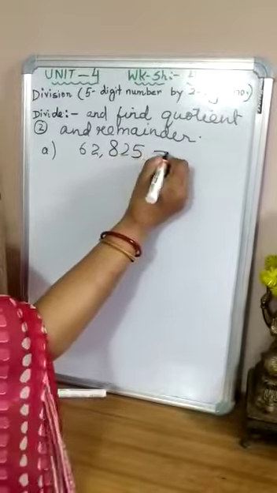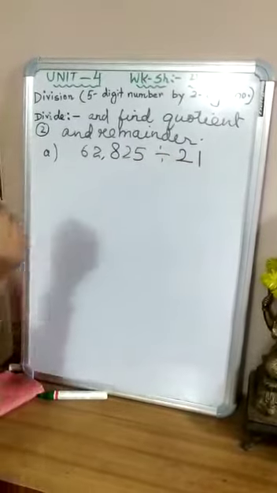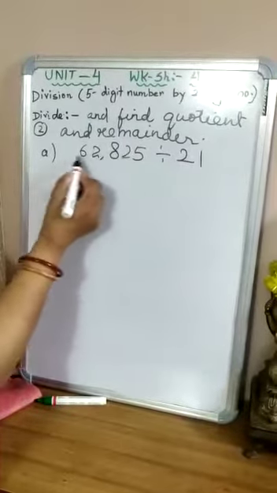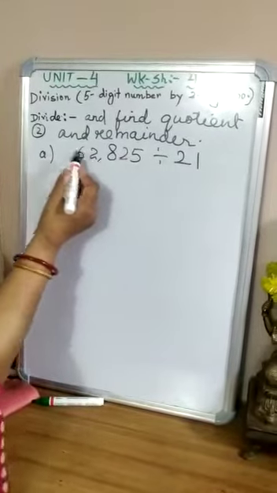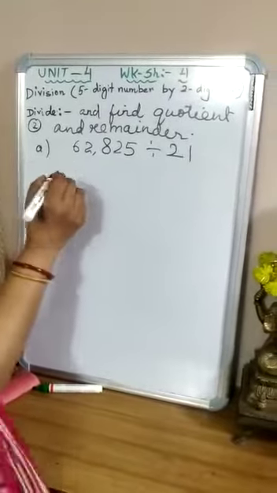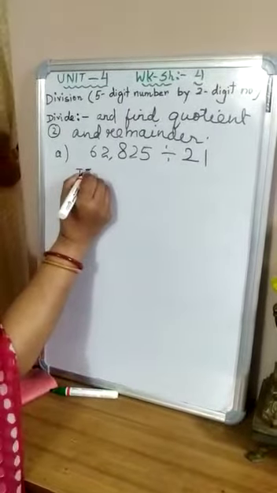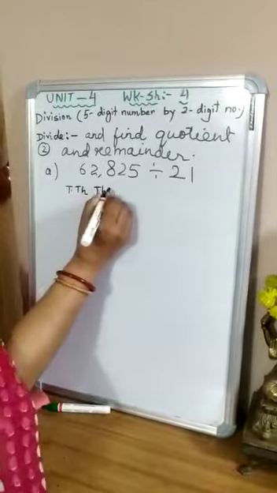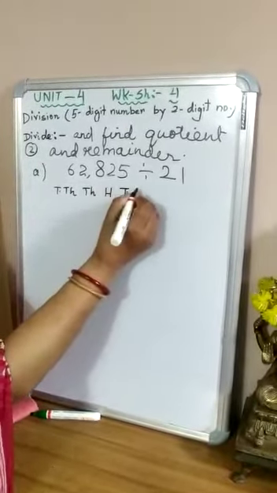62,825 divided by 21. Correct? So how many digits are there? 5 digits: 1, 2, 3, 4, 5. So there will be 5 place values. So I will start from the 5th place value: 10,000, then thousands, then hundreds, then tens, then ones.